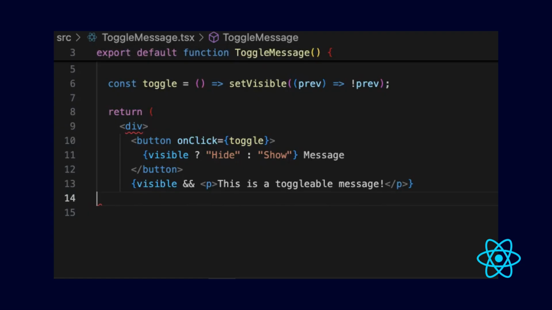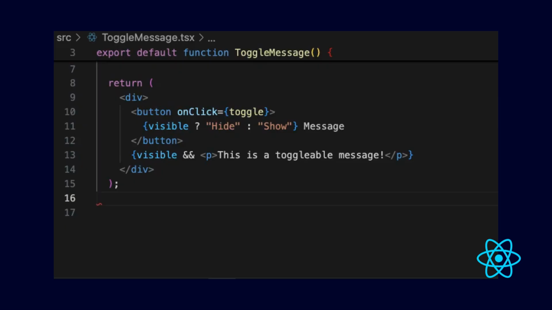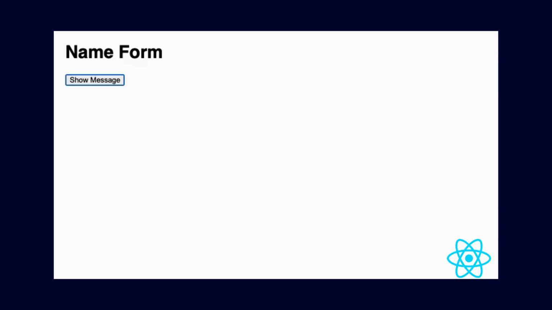This line conditionally renders the paragraph. This double ampersand operator means only render this paragraph element if visible is true. If visible is false, nothing is shown here. We close the div, close the return statement, and finally close the component function. That completes our ToggleMessage component.